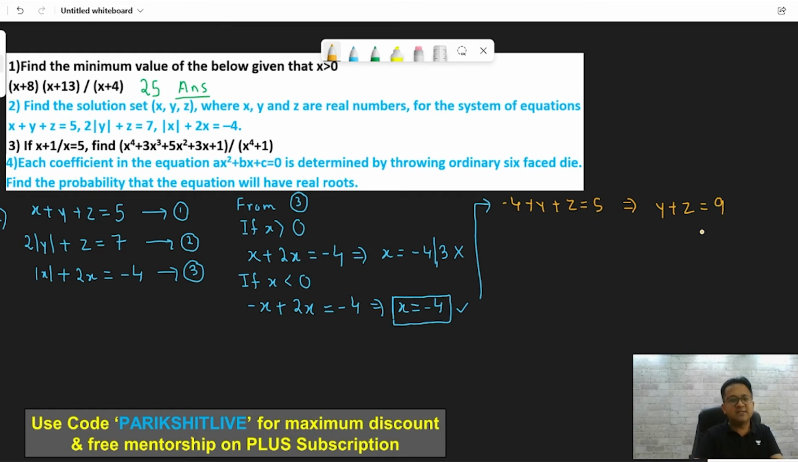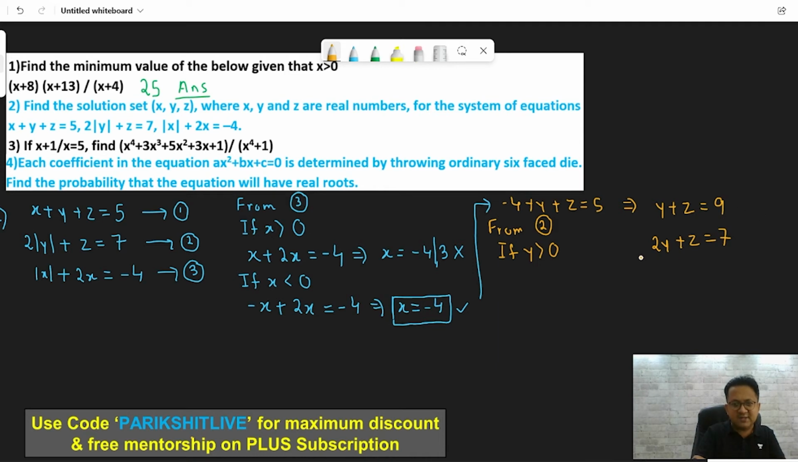Similarly, in equation 2 there are two possibilities. Because you have a modulus, there are two possibilities. Possibility 1: y greater than 0. If y is greater than 0, when you open up the modulus, you'll have a positive y. So 2y plus z is equal to 7. Can we solve these equations?